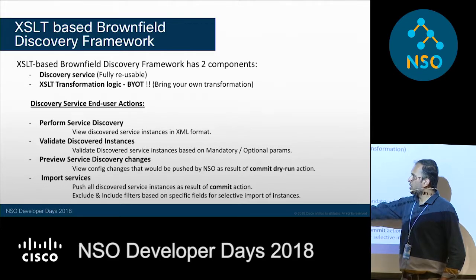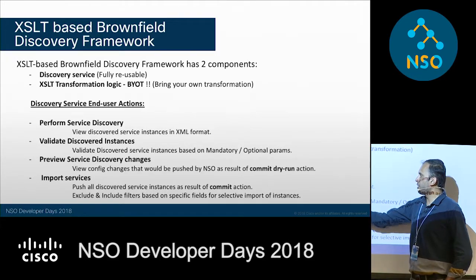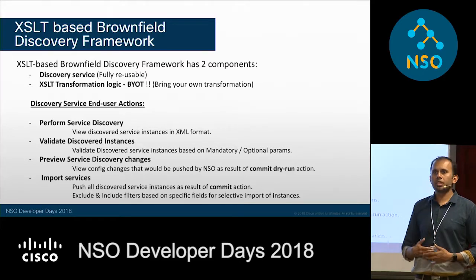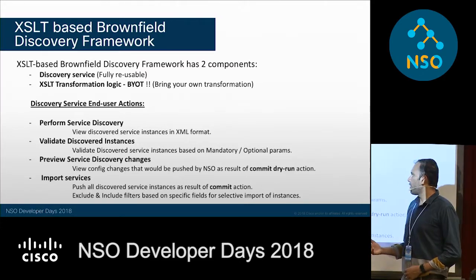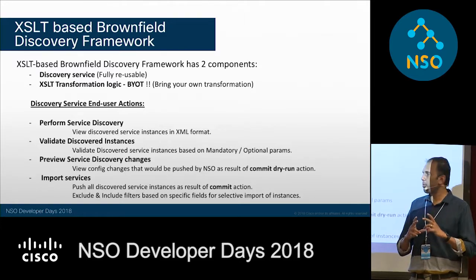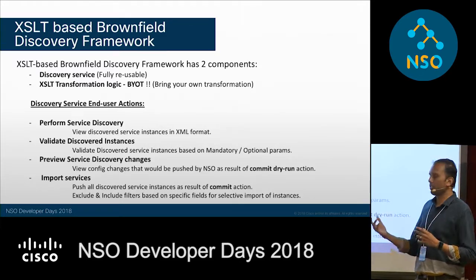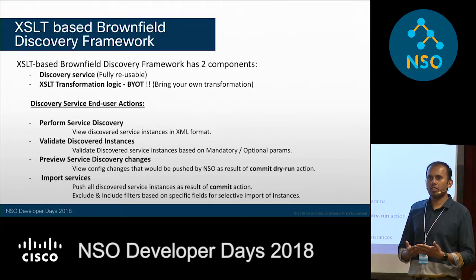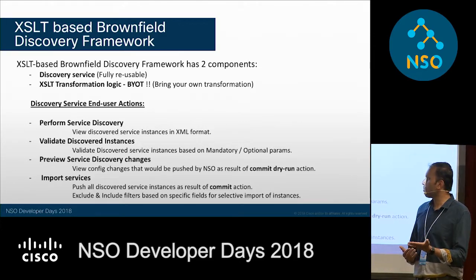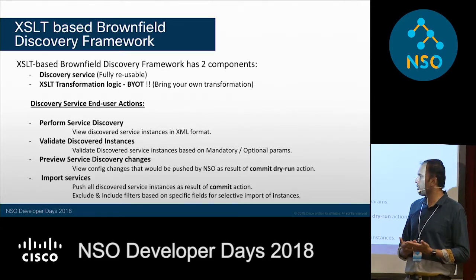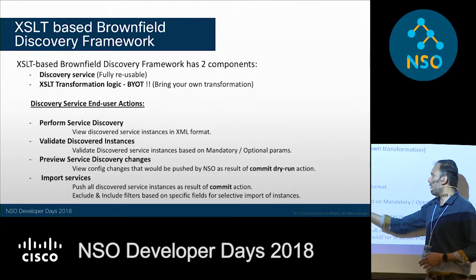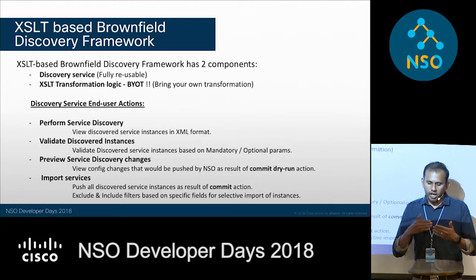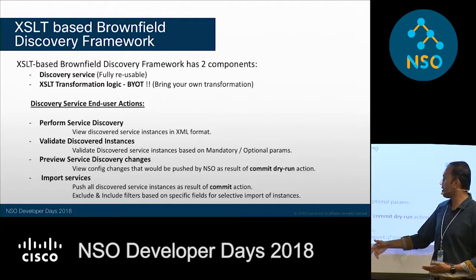And the second action is validate discovered instances. For example, if we are discovering our port turnup service in our example today, we would supply a valid XML as a template to NSO, so that it knows what service related parameters it should expect in order to consider it a valid service instance. So we would be providing a basic XML skeleton of the service instance, and NSO would be validating the discovered instance against this template.